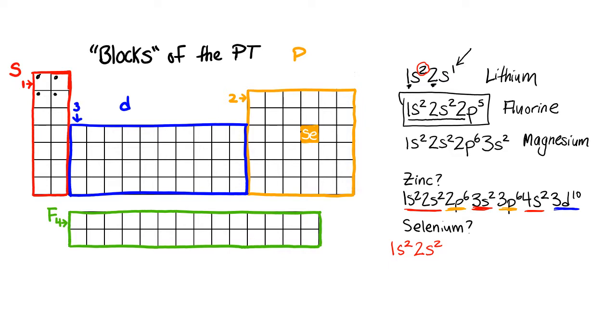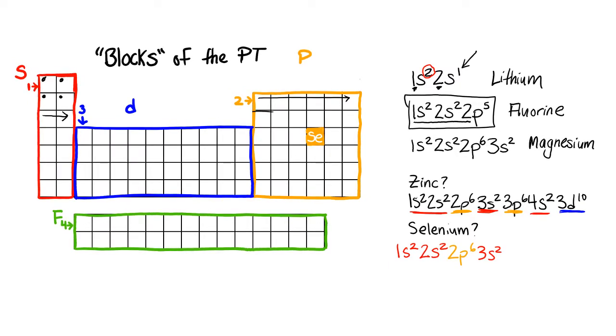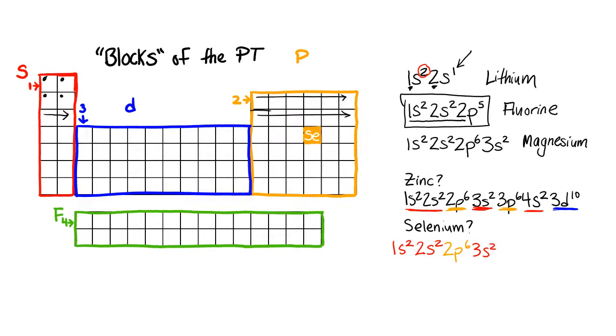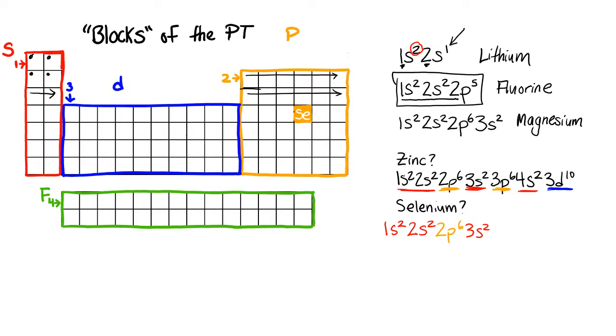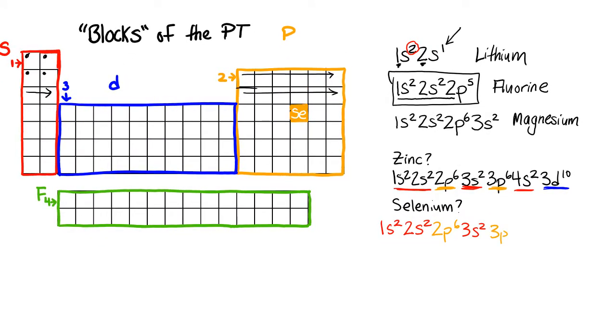Now we jump across to the P block, which begins with a 2, and of course we're going to go all the way through in our quest to get to selenium, giving us 2p6. Then we go and fill up the 3s area. And that would make it have 3s2. Jump back across and fill up the entire 3p line, making it 3p6.